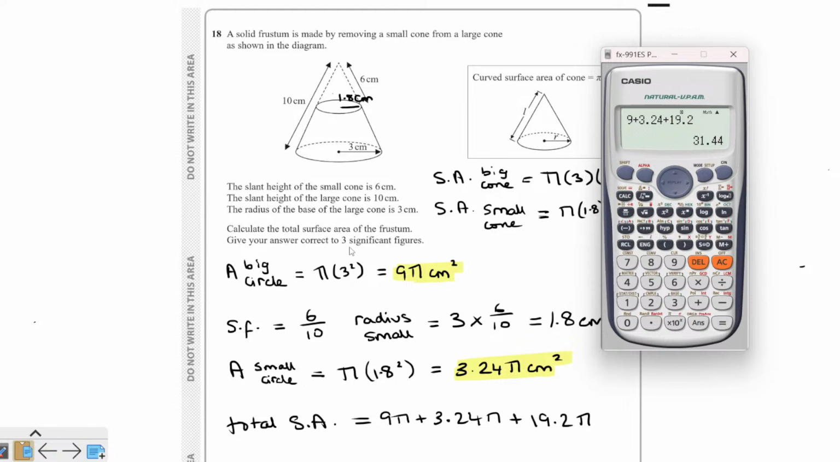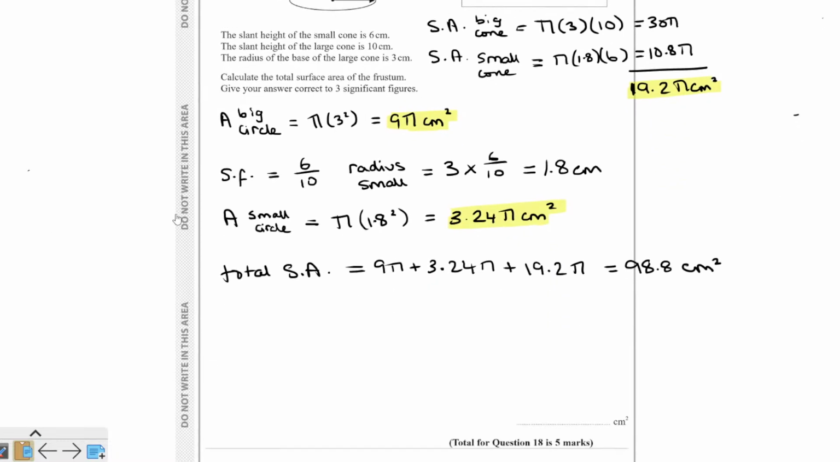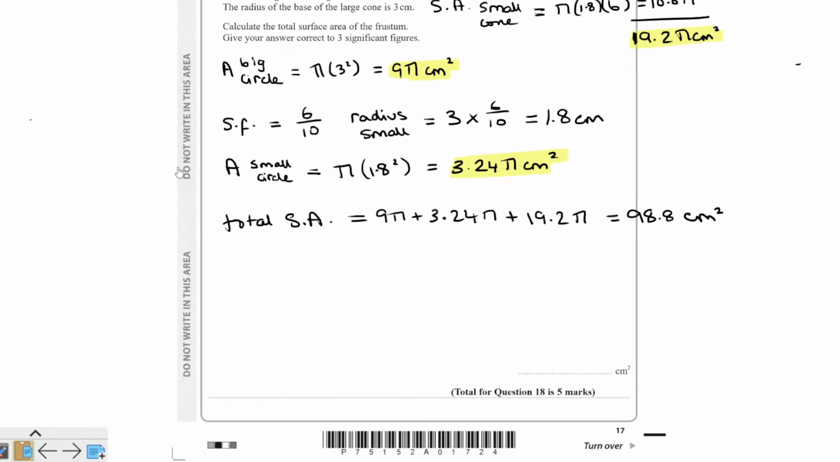Now obviously they want it in terms of significant figures, so that means decimal. So I'm going to apply the pi, and that's my actual decimal answer. So 3 significant figures, 98.7 is the 3 significant figures, but the next number is a 7 as well, so that would round up to 98.8. So again, you see how I'm just trying to leave all the rounding until right at the end so I don't end up making mistakes because of the rounding errors. 98.8 centimeters squared is your answer. And that was 5 marks, obviously. There was a lot to do there.